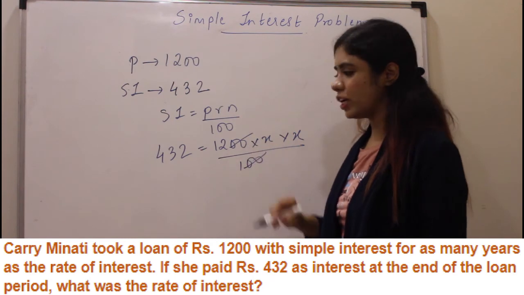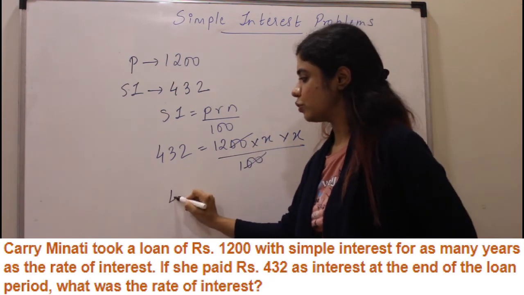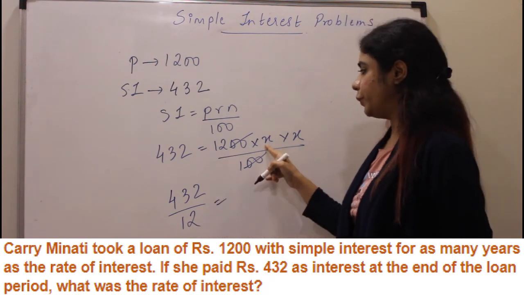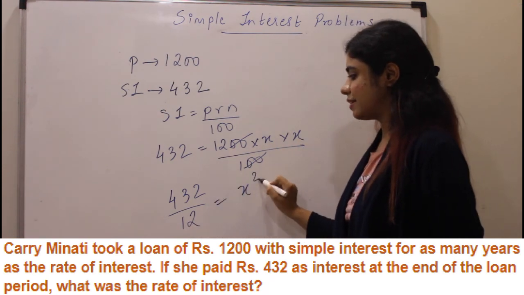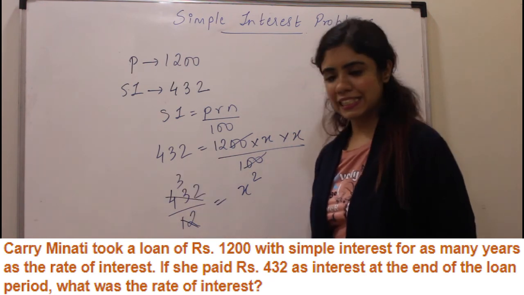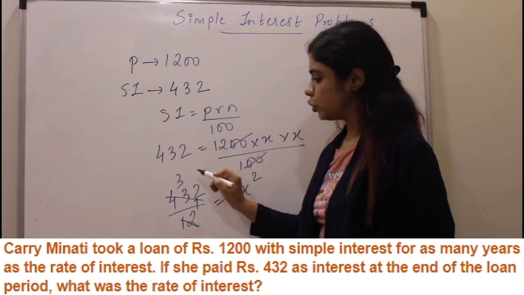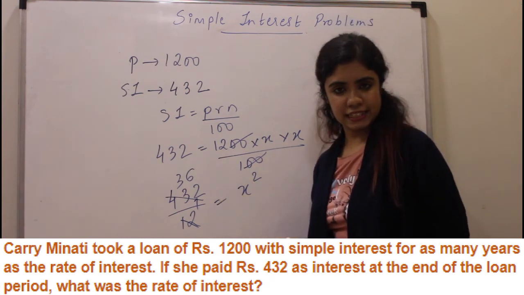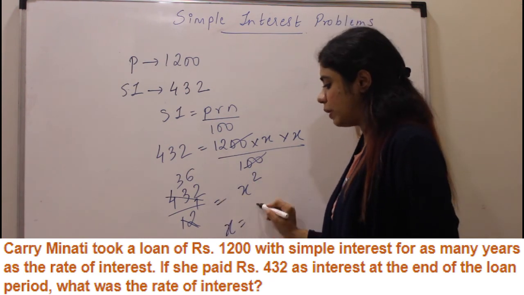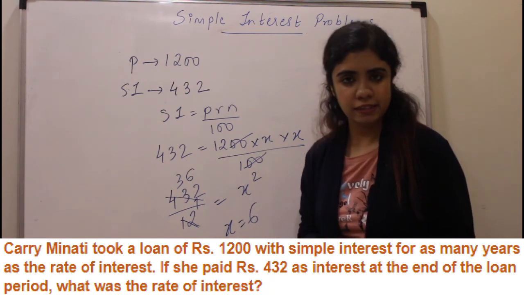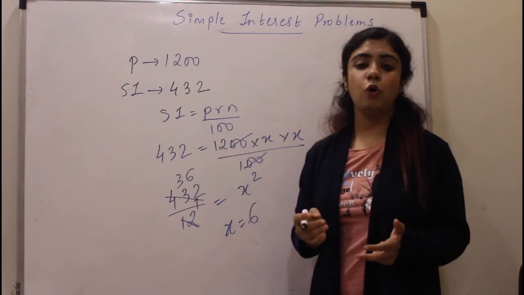The zeros will cancel, and 12 goes to the other side. So this will be 432 upon 12 is equal to X into X, which is X square. Correct? 12 3s are 36. Okay, 72 is left. 12 6s are 72. X square is 36. So your value of X will be 6. So your rate of interest is 6%. Your number of years is also 6 years.